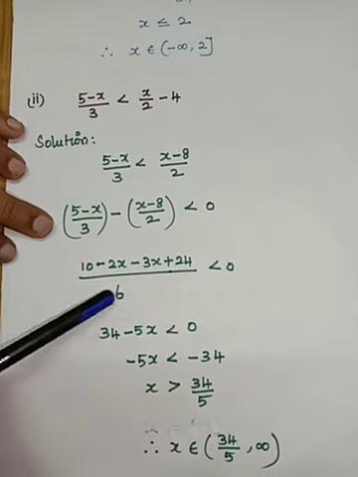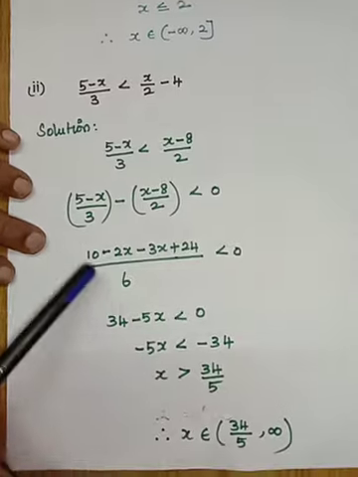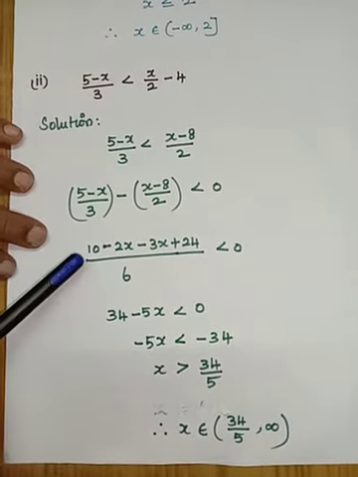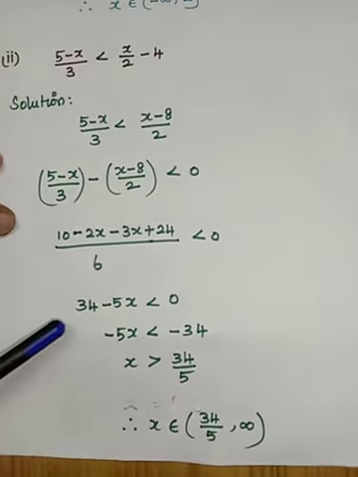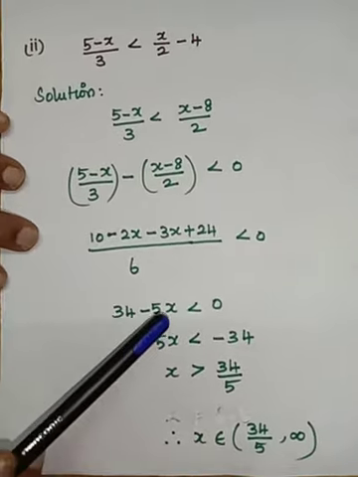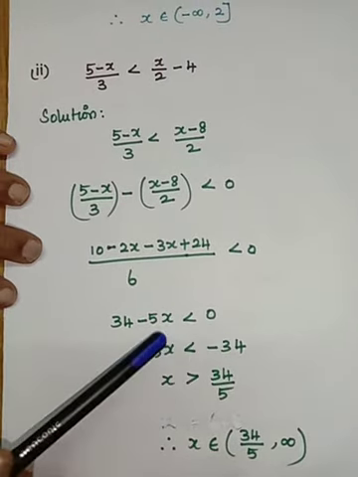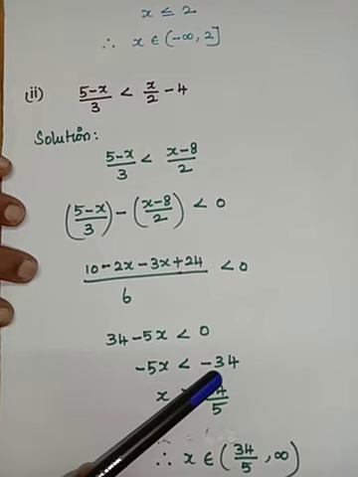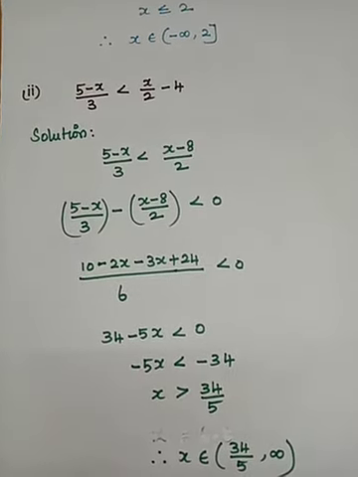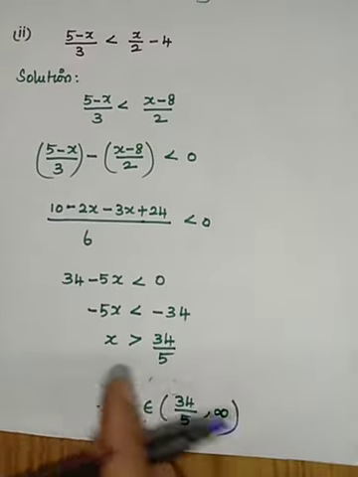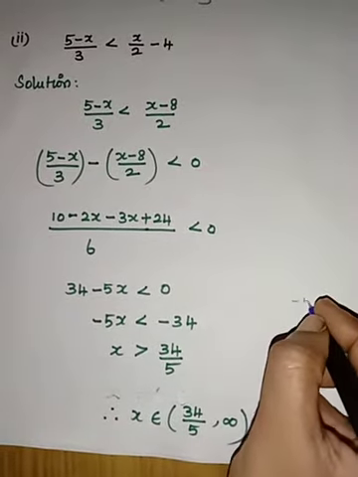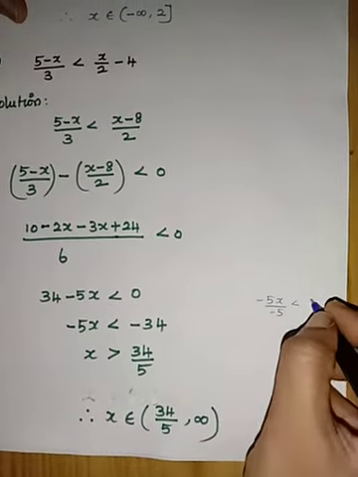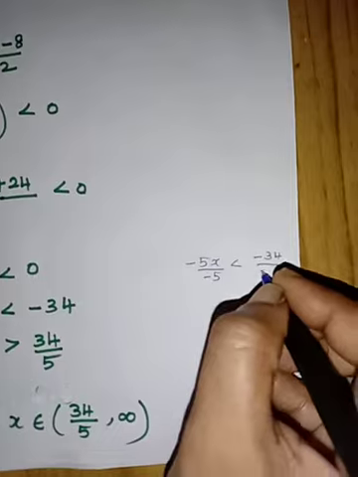The denominator 6 into 0 is 0. So you will get, you see the numerator, minus 2x minus 3x is minus 5x. And see the numbers, 10 plus 24, that is 34. So 34 minus 5x is less than 0. So minus 5x less than, when you take it to the other side, minus 34. So divided by minus 5. You look at this, the rough column, minus 5x by minus 5 less than minus 34 by minus 5.